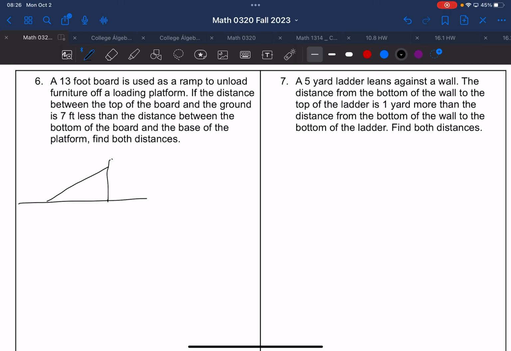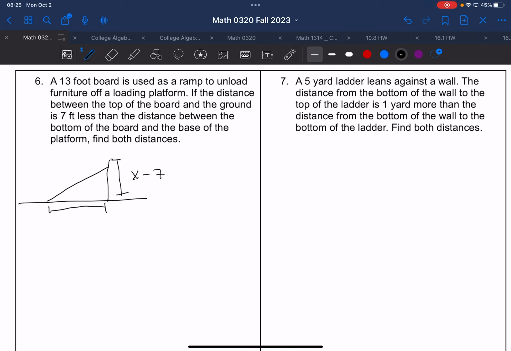Now we're going to have to label the sides. So it says the distance between the top of the board and the ground, so this distance right here, is 7 less than the distance between the bottom of the board and the base. Okay. So how would we write 7 less than something? Because that something is our variable. Minus 7. If you see less than or more than, that number comes after. So let's say x minus 7.